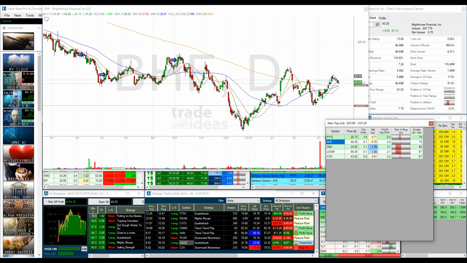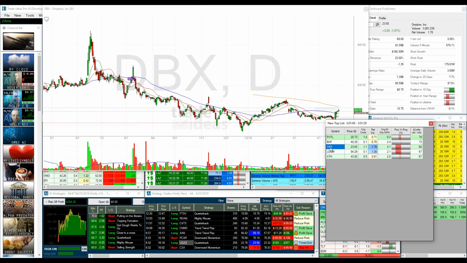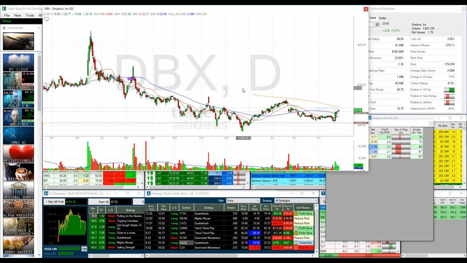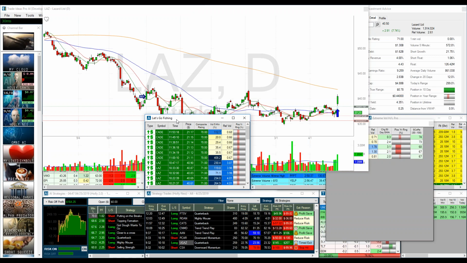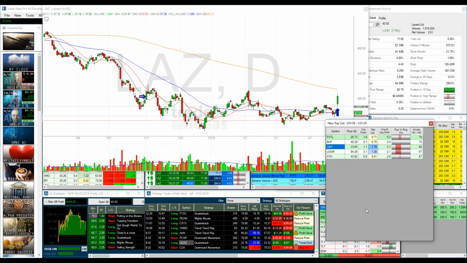This one, it's in the upper portion of its 20. It is pulling back, but you know, not bad. Not bad. It has potential. Here's one that's kind of digging itself out of a grave. It looks a lot like this Let's Go Fishing, which is another one I would highly recommend, guys, when you're looking for stocks for maybe investing.